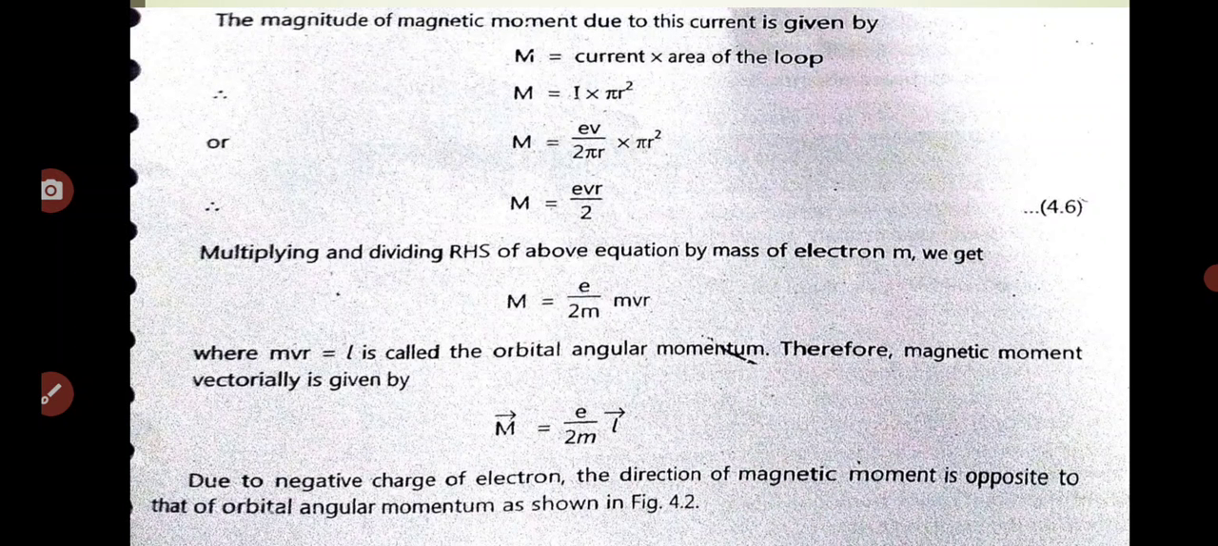Putting this value in, M is equal to current I into the area of the loop. The loop is circular, so its area is pi r squared. So M is equal to I into pi r squared. Putting in both current and area, we have ev upon 2 pi r times pi r squared. One r cancels and pi also cancels, so the remaining is M is equal to evr upon 2.